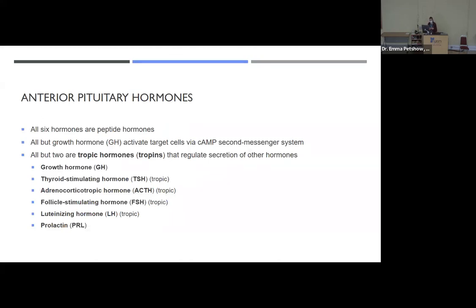Here's your hormones. Again, all but two are tropic hormones, tropins, that regulate the secretion of other hormones. So growth hormone and prolactin are really more acting directly on their tissues, and they don't have a lot of other secondary hormonal effects. The growth hormone is going to activate intrinsic growth factors within its target tissue, but it's not acting the same way as TSH or ACTH or FSH or LH does, where they activate further hormones down the system.